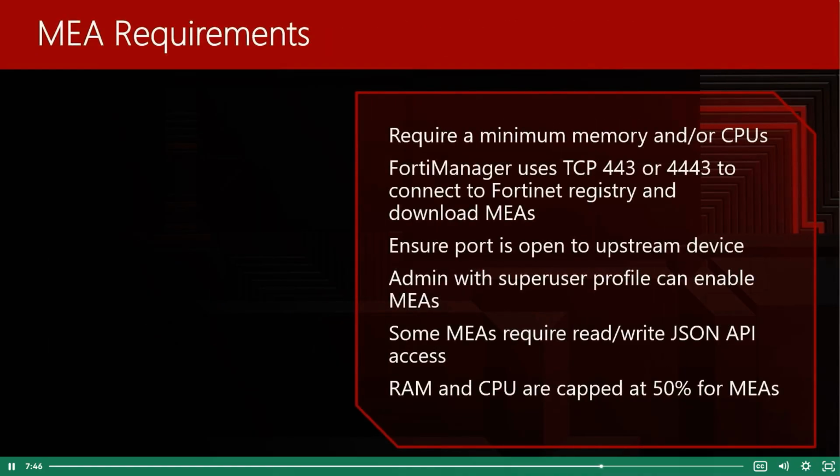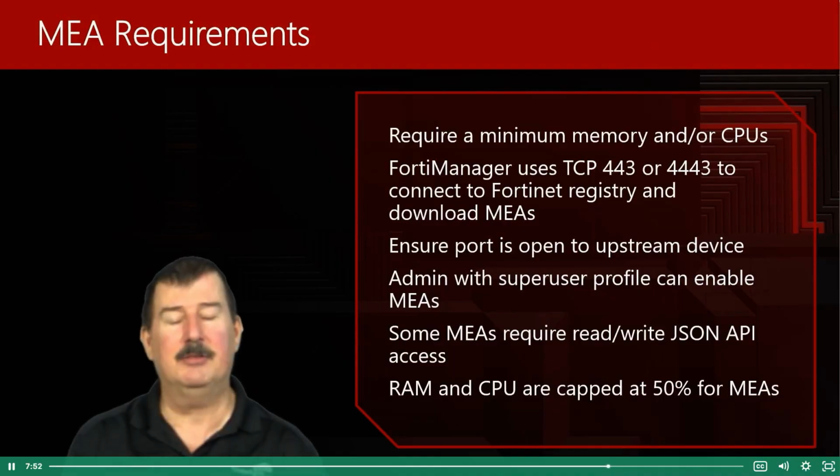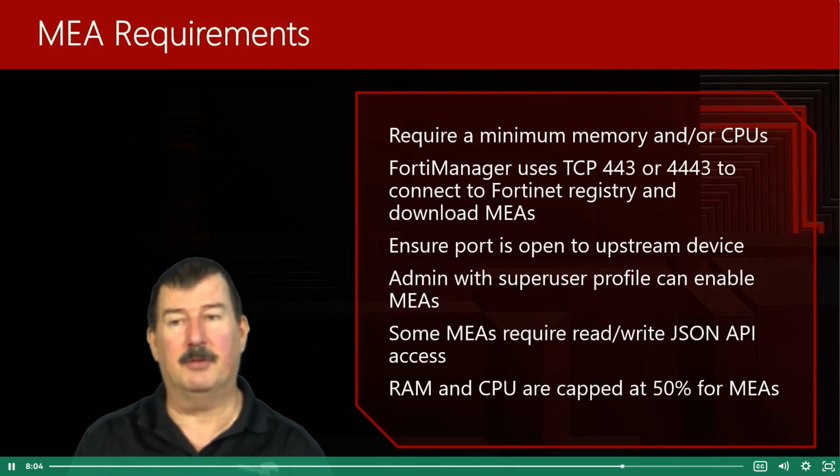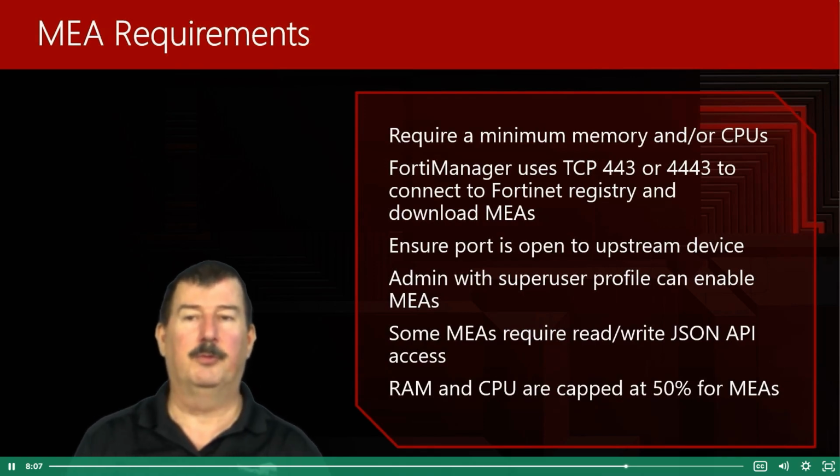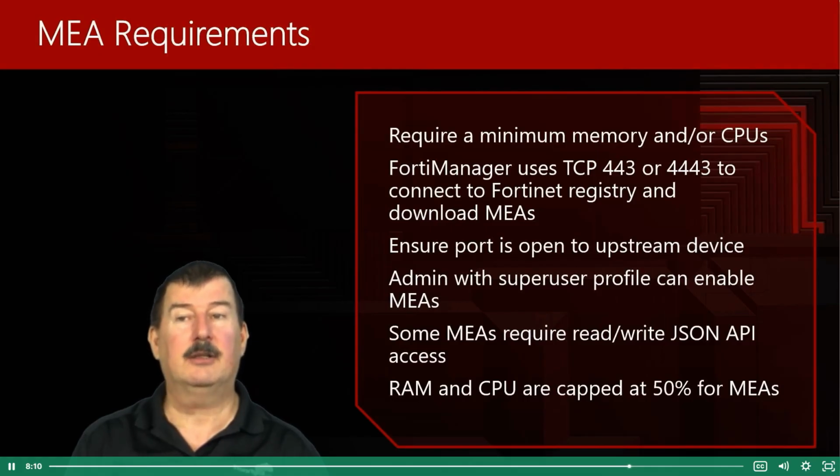Now, to do these, you have to have minimum memory or CPUs, because these can be memory intensive and cut down on the functionality and really the performance of your FortiManager, which in turn could potentially hurt the functionality and security posture of your FortiGate devices. So your FortiManager uses 443 or 4443 to connect to the FortiNet registry. This is connecting up to the FortiNet registry on the net so that you can download your MEA. So if you're going to configure these, your FortiManager has to have access out to the internet, to the FortiNet registry, on those two ports to download the MEA.